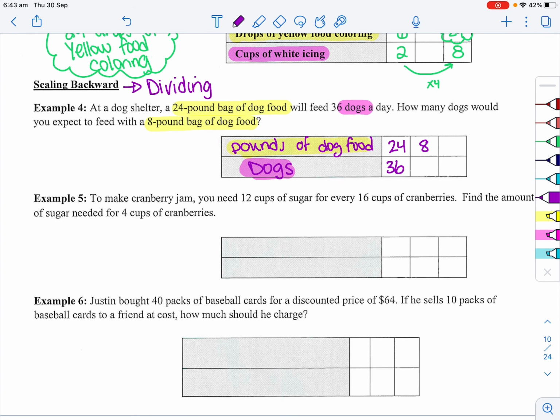So I know I'm going to divide. So I'm going to put that value in the middle. To get from 24 to 8 by division, I'm going to divide by 3. And whatever I do to the top, I still have to do to the bottom. 36 divided by 3 is 12. And I'm going to answer the question. How many dogs would I expect to feed? I would expect to feed 12 dogs.